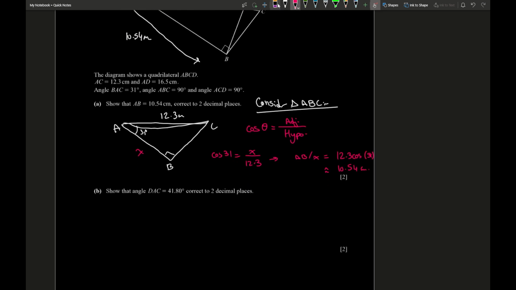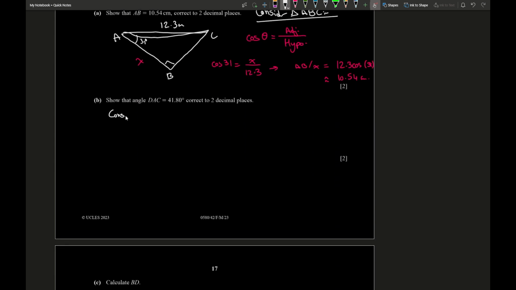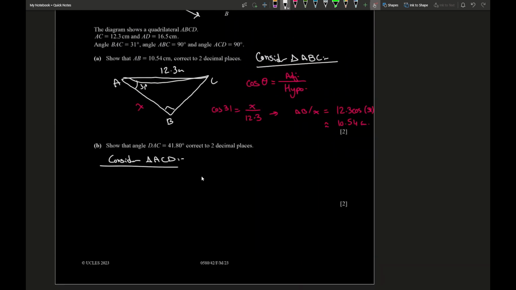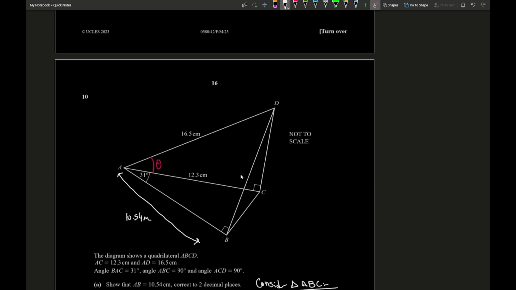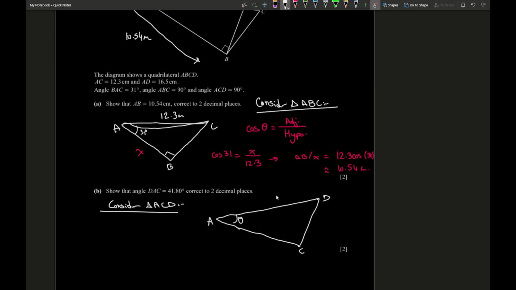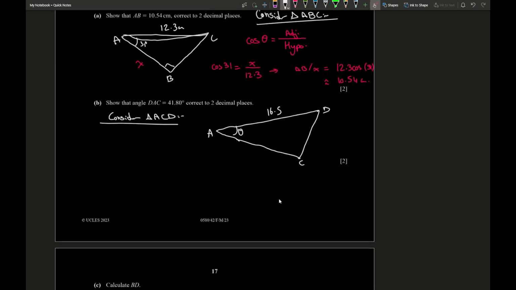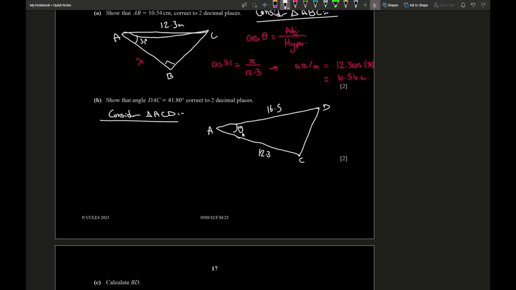Well, we use the same concept. We'll consider triangle ACD. Let's draw it. Consider triangle ACD. If we draw it, what does it look like? We have this shape with A, C, and D, and we want this angle theta. We're given the side lengths: AD is 16.5 where AC is 12.3, centimeters of course, and angle ACD is 90 degrees. This is given in the question.